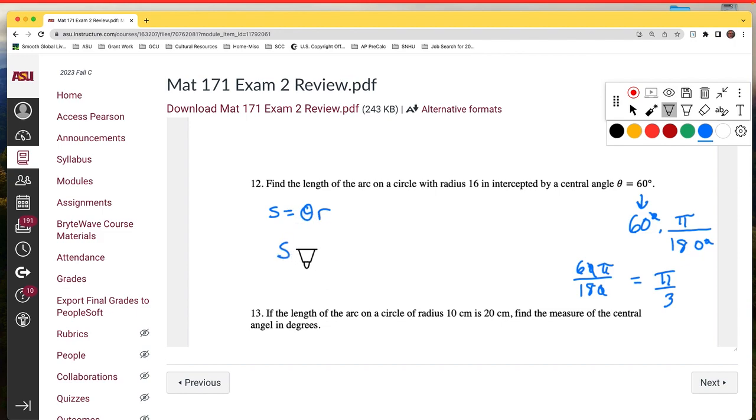So our arc length is going to be pi over 3 times 16. So 16 pi over 3. And that's a perfectly good way to leave it. If they want a decimal, take 16 times pi and divide by 3. You'll get some decimal equivalent, right?